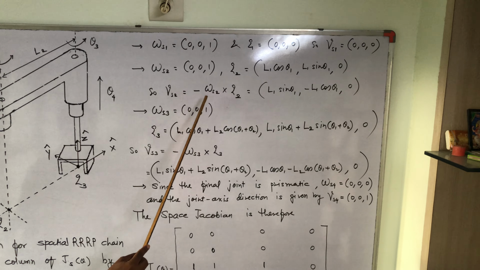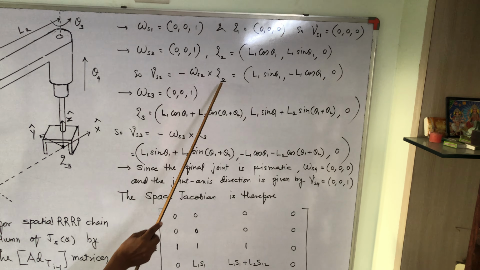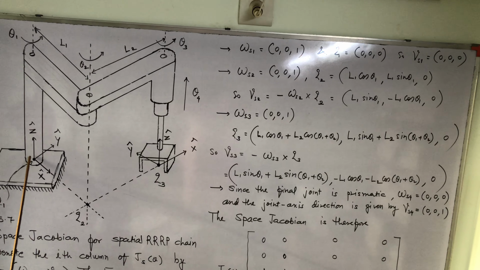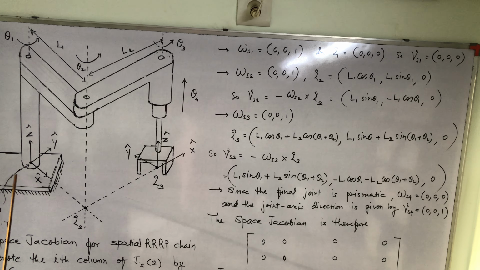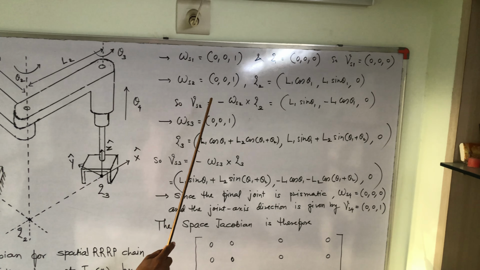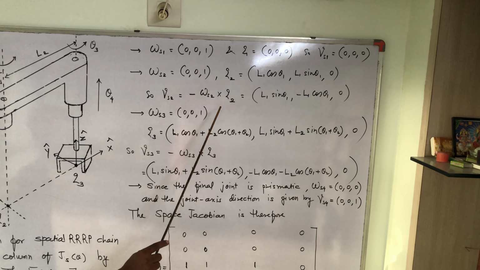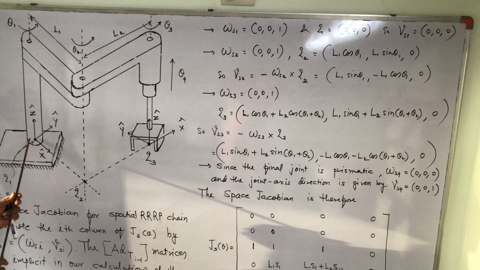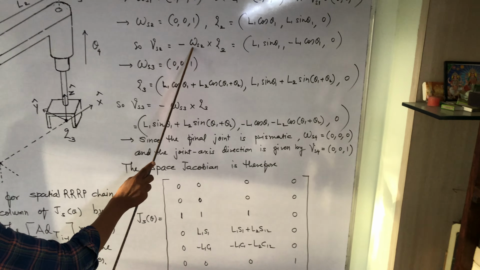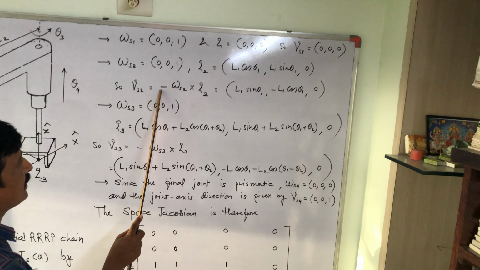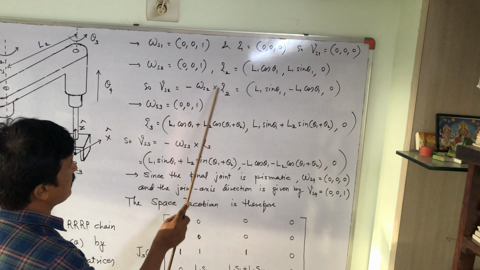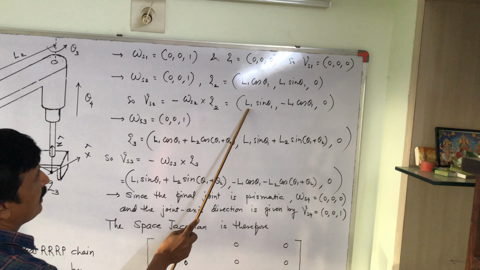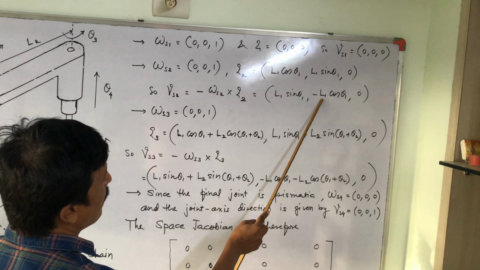So vs2, according to the definition, we consider the body's origin coinciding with the fixed frame origin. And what about the linear velocity? Vs2 is omega s2 cross minus q2, because if this one is q2, then this vector is minus q2. Taking the cross product of these two, you can check, we get L1 sin theta 1, minus L1 cos theta 1, 0.